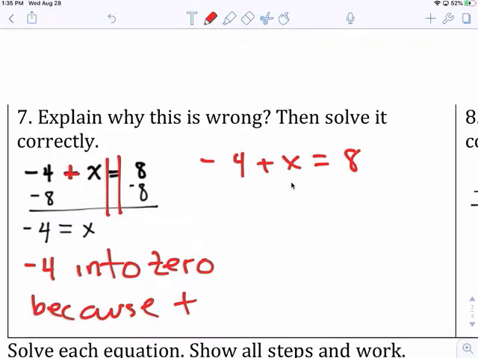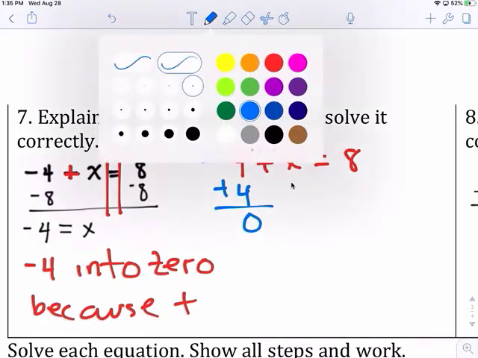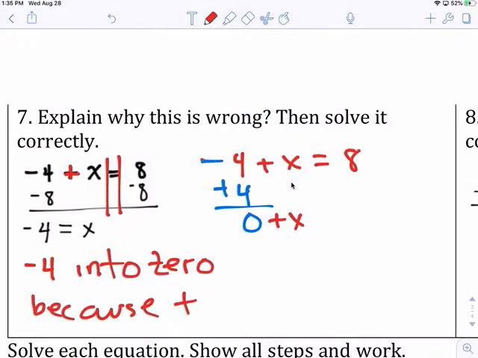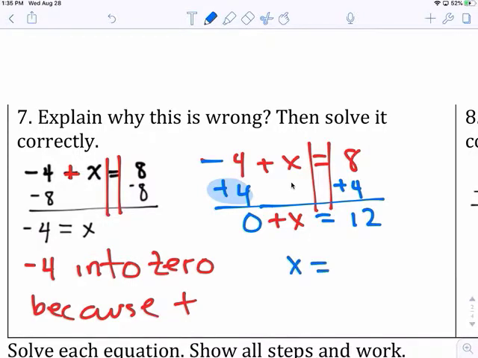So you would make 0 to this -4 instead by adding 4. That's 0. Bring down that plus x. You didn't do it, but because you add here, and there's this wall here, on the other side of the wall you have to also add 4. You get 12. 0 plus x is x, x equals 12.